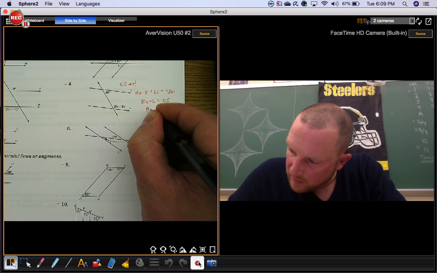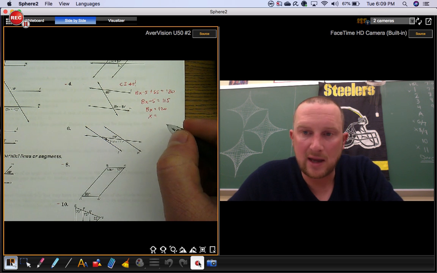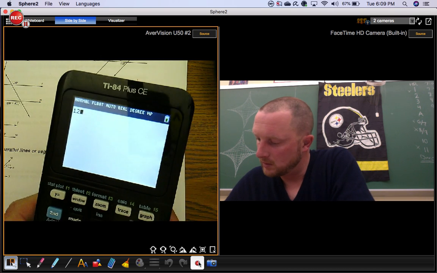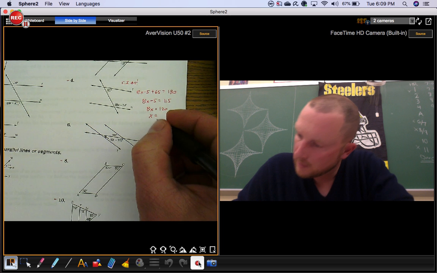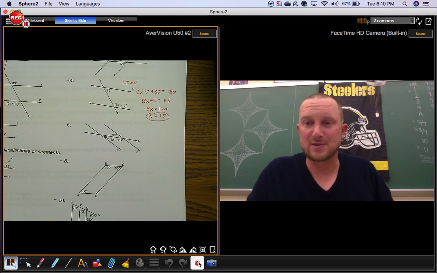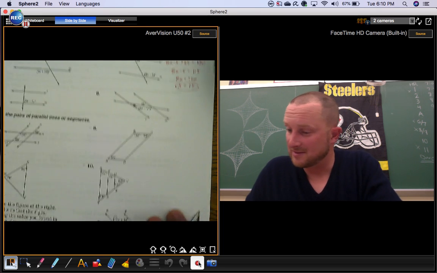Now if you add 5 to both sides and then divide by 8, 120 divided by 8 gives you 15. If x is 15, the lines are parallel. If it's not, then they aren't.